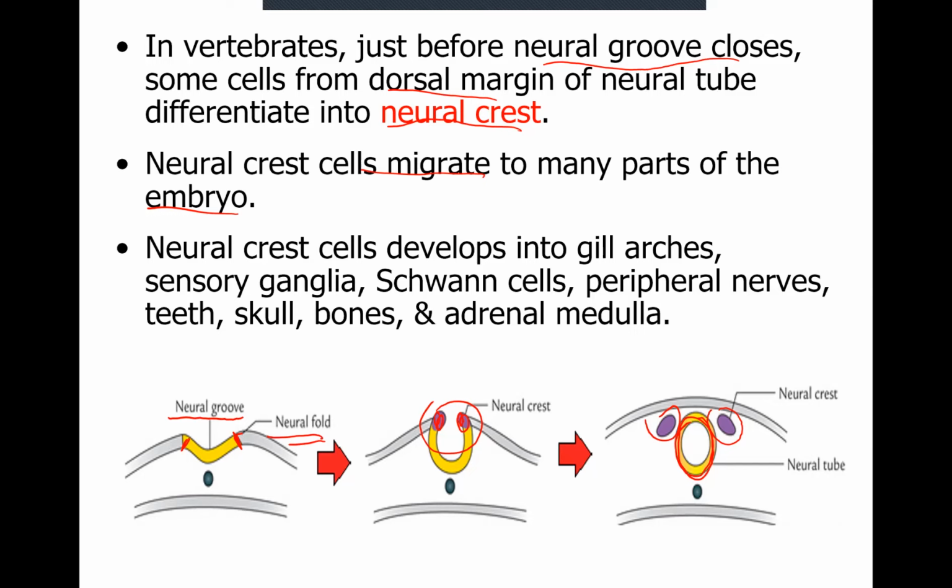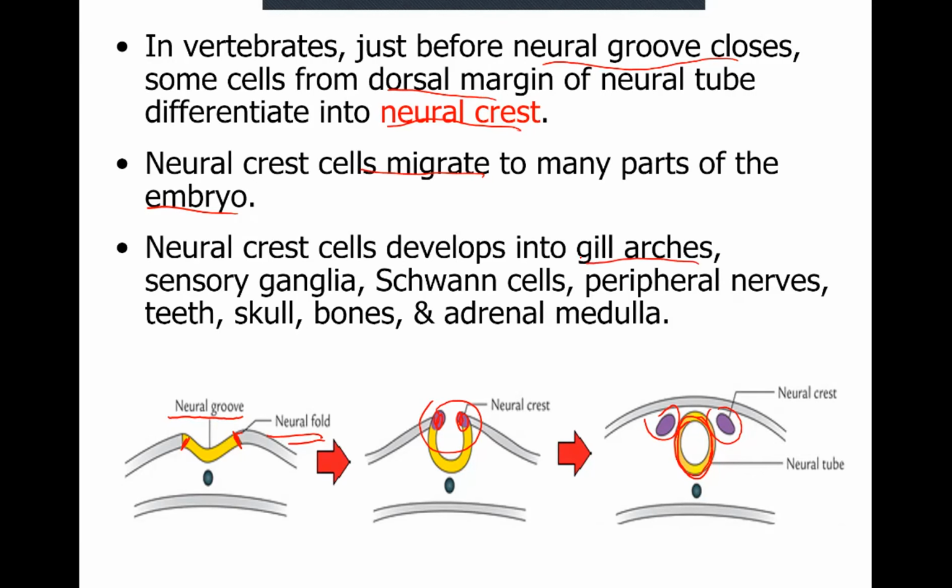The neural crest will develop into gill arches, okay, ataupun macam parts of macam insang, something like that, for respiration. Sensory ganglia, Schwann cells, peripheral nerves, teeth, okay, skull, bones, and also adrenal medulla. So these are developed from the neural crest. Okay, right? Contoh macam ni.